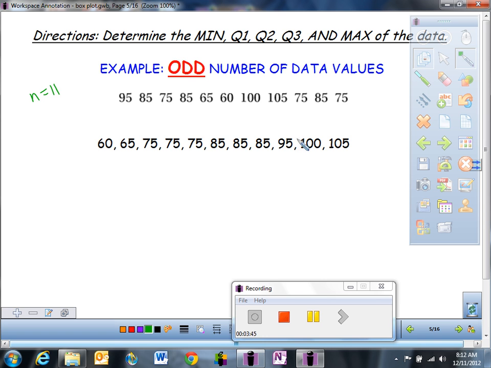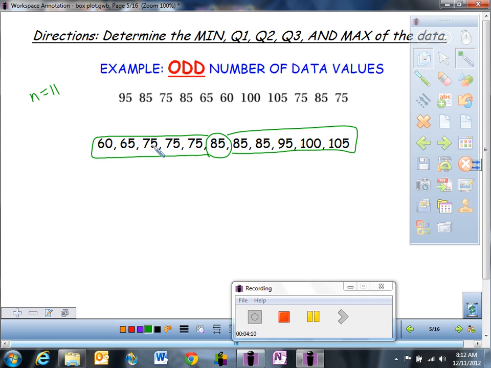So to make a box and whisker plot, you need to find the median. So the median of 11 will be 5.5. 1, 2, 3, 4, 5.5. 1, 2, 3, 4, 5.5. So 85 is our middle. So when we have an odd number of numbers, we actually have a number that will make our belt buckle. So now we need to find the medians of our 2 belts.